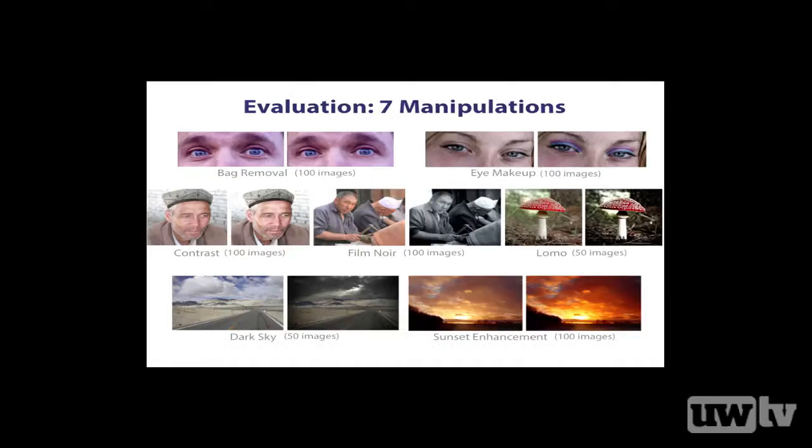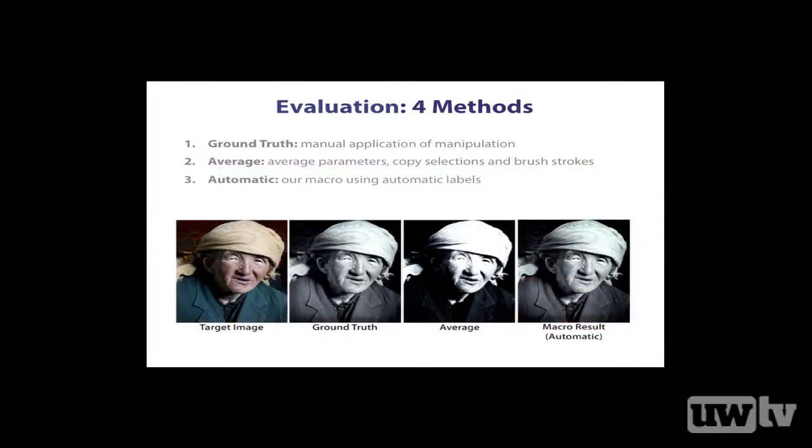And so to evaluate our framework, we conducted a study using Mechanical Turk. We picked 7 manipulations and applied these manipulations to 50 to 100 images. And for each manipulation, we created 3 different types of outputs: a ground truth image where we manually applied the manipulation to the image, an average image where we averaged the training parameters and simply copy the brushstrokes and selections.